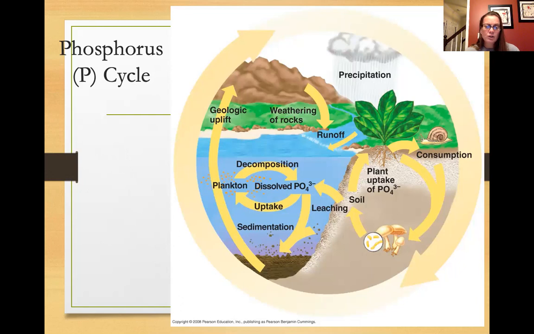They are then consumed and through decomposition can re-enter the soil. It can also leach out of the soil where it can enter the water and be taken up by producers in the water. It will also, because it is only very slightly soluble, eventually join sediment on the bottom of the river, lake, or ocean. And then it re-enters the rocks through geologic uplift.